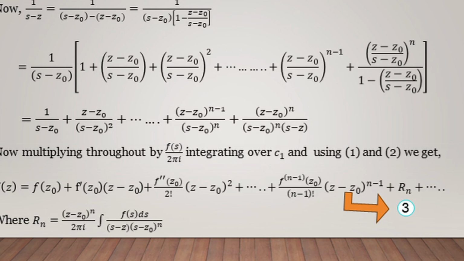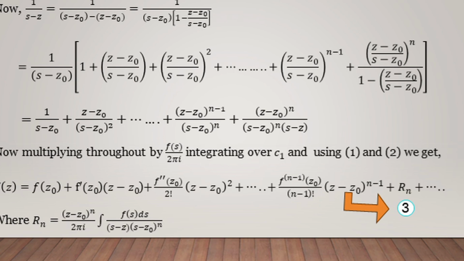Now let us consider only 1 by s minus z. So what we need to do, let us add and subtract z0. So we will get 1 by s minus z0 minus of z minus z0. Taking s minus z0 as common, we will get 1 by s minus z0 into 1 minus z minus z0 divided by s minus z0. So we know the formula that 1 by 1 minus alpha equal to 1 minus alpha the whole inverse. The formula is 1 plus alpha plus alpha square plus etc. plus alpha power n minus 1 plus alpha power n divided by 1 minus alpha. With that formula we get the below equation.